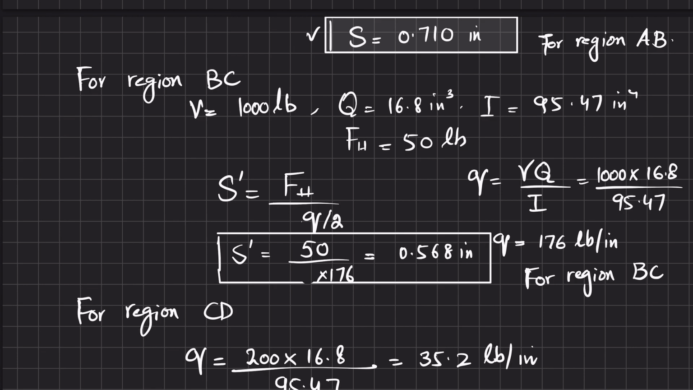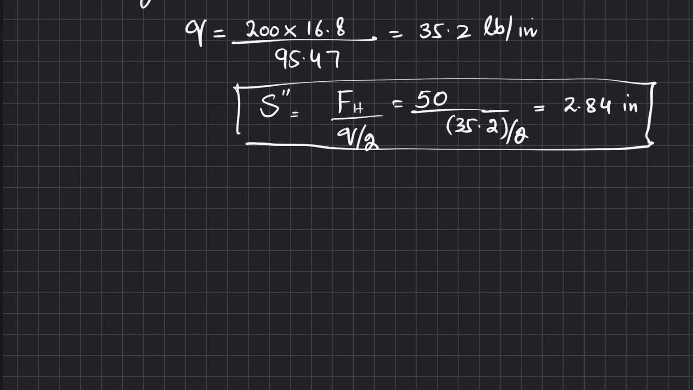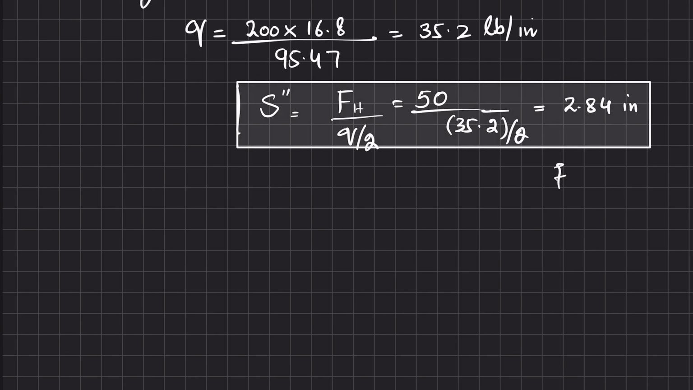So 176 divided by 2 will give you this answer. And same here, this will be equal to q divided by 2. So when you solve this, you will get s double dash as 2.84 inch. And this is the nail spacing for region CD.